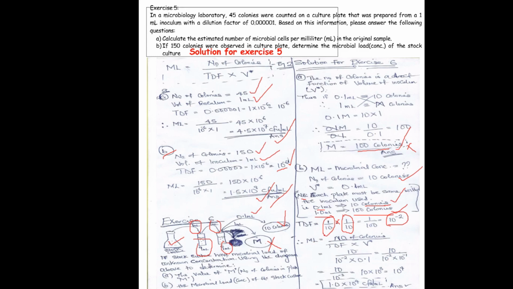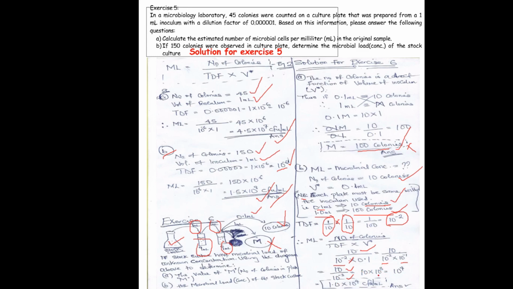The microbial concentration is number of colonies divided by TDF times volume. While the number of colonies we are using is 10, the dilution factor is 10 raised to the power minus 2, and the inoculation volume is 0.1. So when you do the mathematical calculation, it will be equivalent to 10 divided by 10 raised to the power minus 2 times 10 raised to the power minus 1. Then when you simplify it further, it will be 10 divided by 10 raised to the power minus 3, which is equivalent to, when you now transpose this one removing the negative index upwards and remove the division, it will come up and say 10 times 10 raised to the power 3.